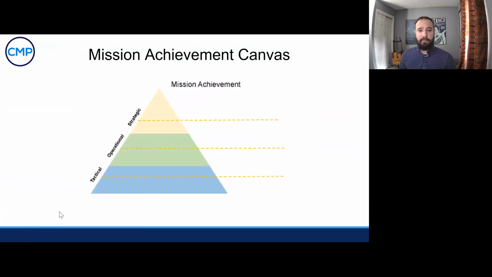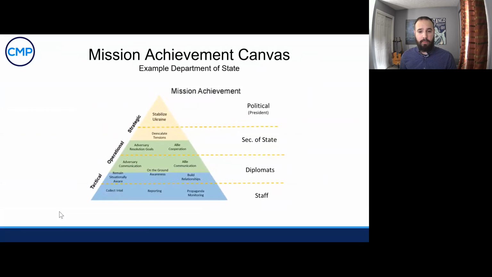So in this example, and this is very timely given the war that Russia is currently engaged in with Ukraine, we're looking at this from a political perspective, where the goal of the President of the United States is to stabilize Ukraine. Then we move down to the Secretary of State, and you can see that they have their responsibilities. Think about the president as being like the CEO of this organization, in our case, the United States government. And then you look down the chain of command a little bit.